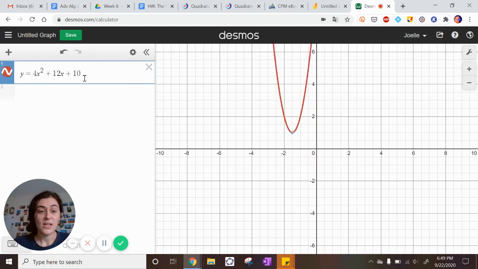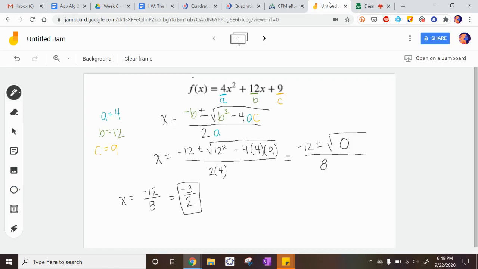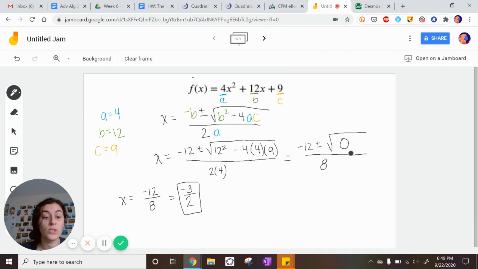If we had had 4x squared plus 12x plus 10, we would have gotten a negative in this square root, which would have meant that there were no solutions. So I just wanted to do this example because it was a nice way of showcasing when a quadratic only has one solution. Let me know if you have any questions.